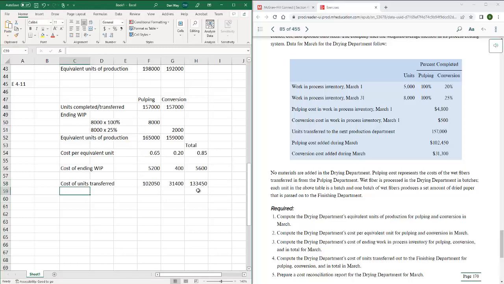And then the total would just be the sum of those two, $133,450. And think about what kind of entry we would see there. This is going from the drawing department to the finishing department. So we'd have work in process finishing $133,450, work in process drawing $133,450. And we would see an entry like that at the end of the month or during the period that totaled out to this amount right here.